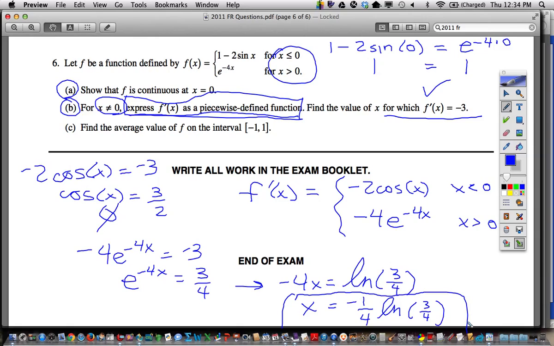Why is ln of 3/4 negative? Because it's less than 1. Now, let's say that isn't making sense to you, then you should think of a graph.